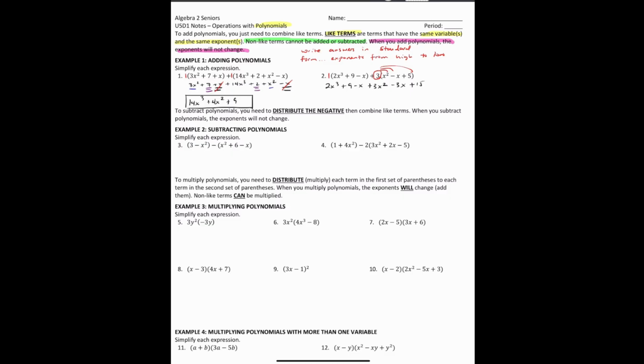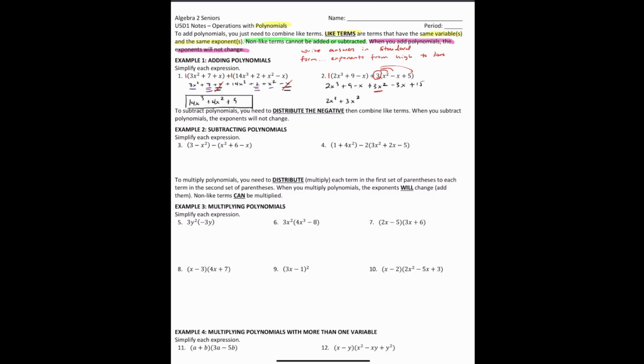Again, we'll write our answers in standard form. So exponents from high to low. The highest exponent is the 3. So 2x to the third power, can I combine that with anything else? Nope, so I'll just write 2x to the third power. The next highest exponent is x squared. We have 3x squared. Can I combine that with anything else? Nope, so I'll just write plus 3x to the second power.